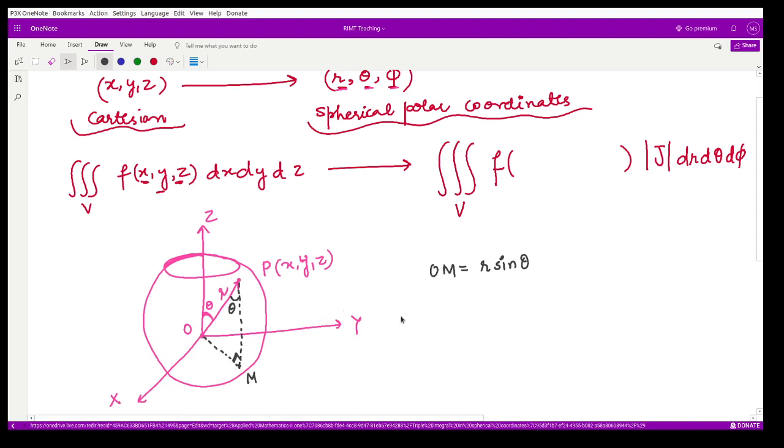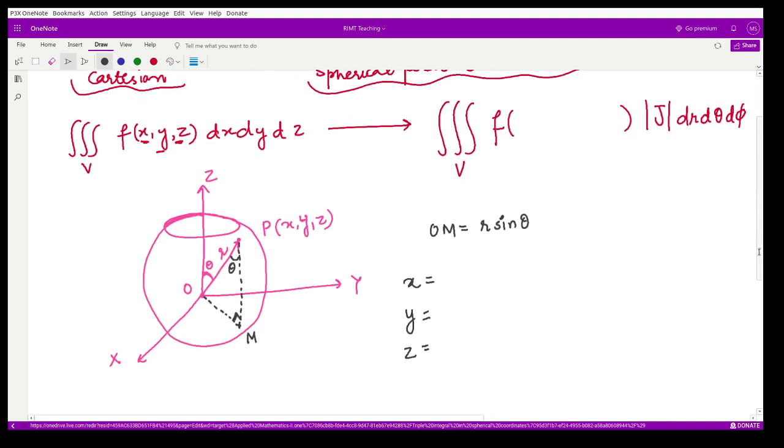Now we wanted to calculate the values of x, y and z in terms of r, theta and phi. Let me first define what phi is. Phi is the angle made by this line OM with the corresponding x-axis. So this angle is your angle phi. Now you have this angle theta, angle phi, and the distance r. Now you have to obtain the values of z, as well as x and y.